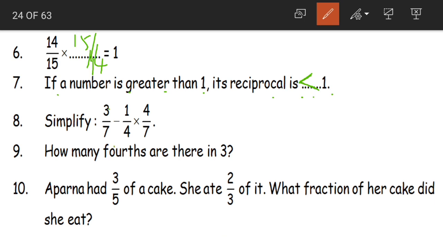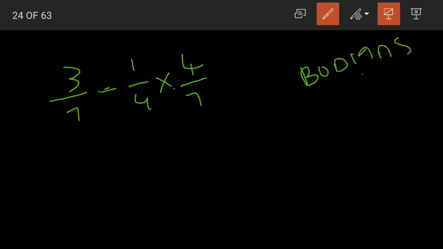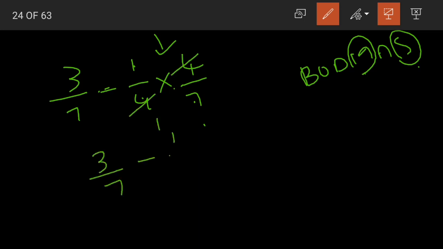Now simplify 3 by 7 minus 1 by 4 into 4 by 7. Now again we are having a subtraction and also a multiplication symbol here. What to operate first? Remember the rule, BODMAS. Yes, in this multiplication comes before subtraction. So we will operate multiplication first. 1 by 4 into 4 by 7. 4 and 4 get cancelled. So we will be left with 3 by 7 minus 1 by 7. 1 into 1 is 1, divided by 1 into 7, 7.